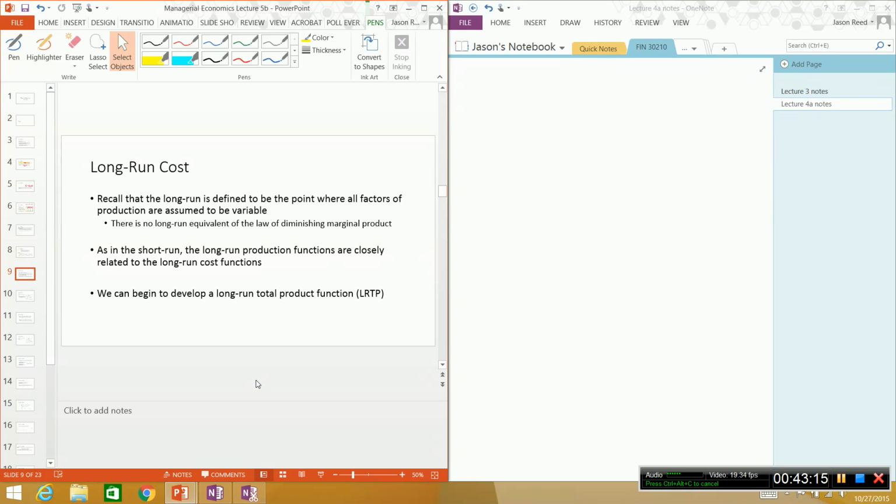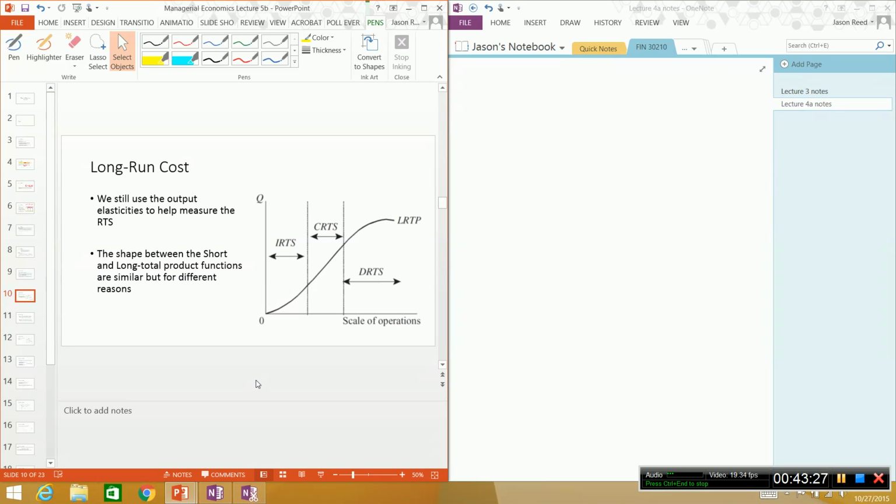We're going to notice that the long-run production function and the cost function are really similar to the short run. So we're going to begin by developing this production function. If we say that we're going to scale our operations up, we're talking about the size of our firm and how much then we can produce. That's why we have Q on the vertical axis. Q on the vertical axis means how much we can actually produce given the size of our firm.